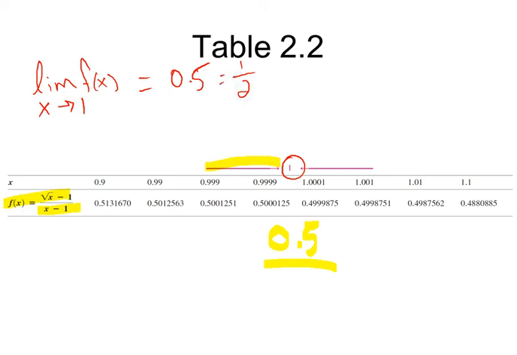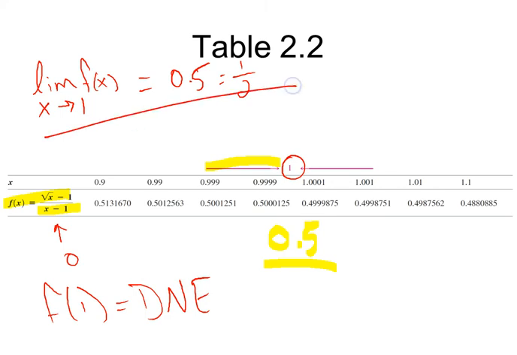So we know that we can't define this function at 1, because if we put in a 1, we get a 0 in the denominator, and that's a big no-no. So f of 1 does not exist, but the limit of f of x as x approaches 1 does exist. And that's where we start to differentiate between where a function is defined and what the function is doing as it approaches a certain value.